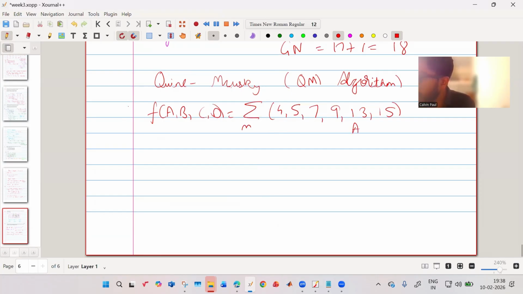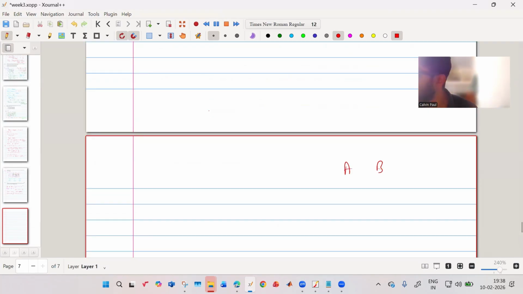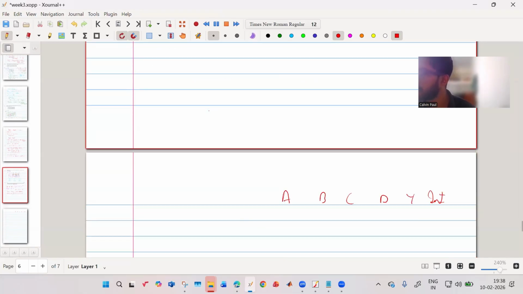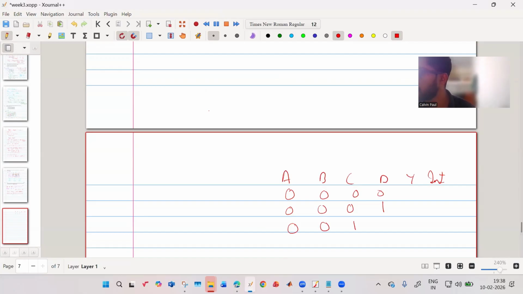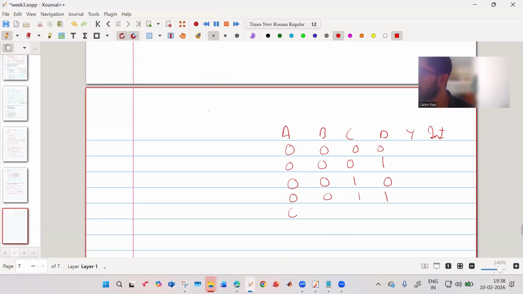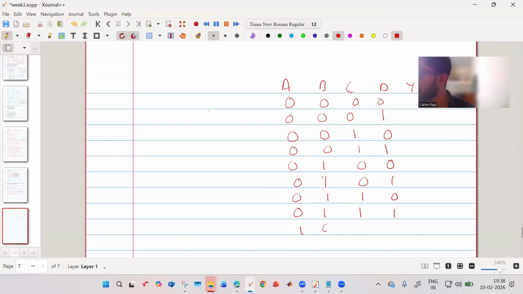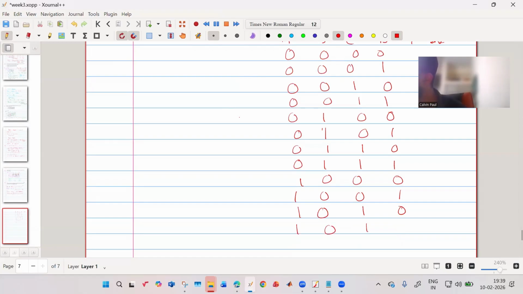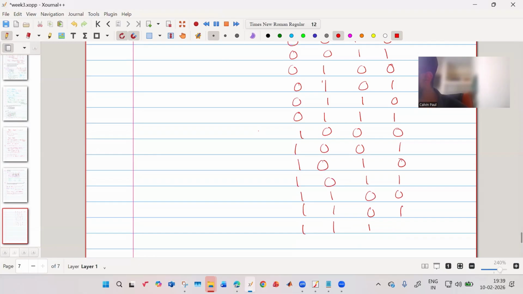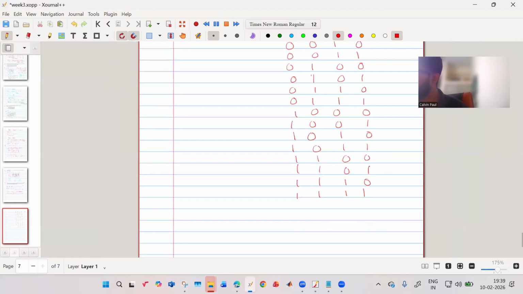Okay, so we will have A, B, C, D, Y, and the integer value. Okay. So this is 0000, 0001, 0010, 0011, 0100, 0101, 0110, 0111, 1000, 1001, 1010, 1011, 1100, 1101, 1110, 1111. Okay, so this is a big, large truth table which you guys know.